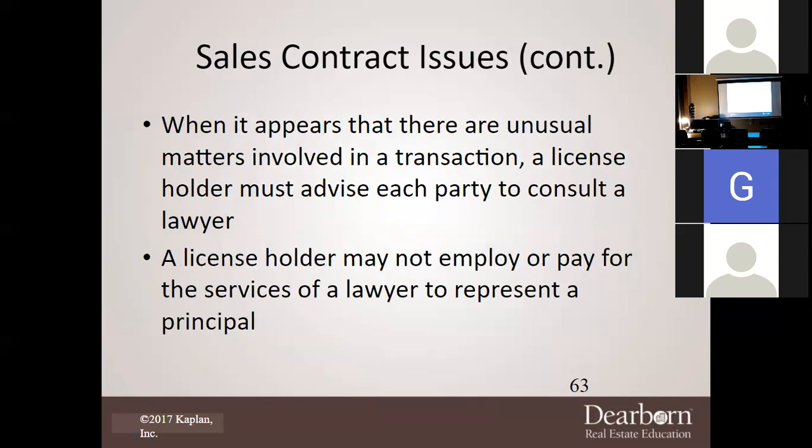When it appears that there are unusual matters that are involved in a transaction, a license holder must advise each party to consult an attorney. Okay. If there are things that are going on that's not right, we need to advise our clients to consult an attorney. A lot of times real estate agents will try to resolve it themselves. No, bring in an attorney. Okay. A license holder may not employ or pay for the services of a lawyer to represent the principal. You cannot go and pay for the attorney in that situation. And the reason being is sometimes people will do that hoping that that attorney won't sue them. Okay, you can't do that.